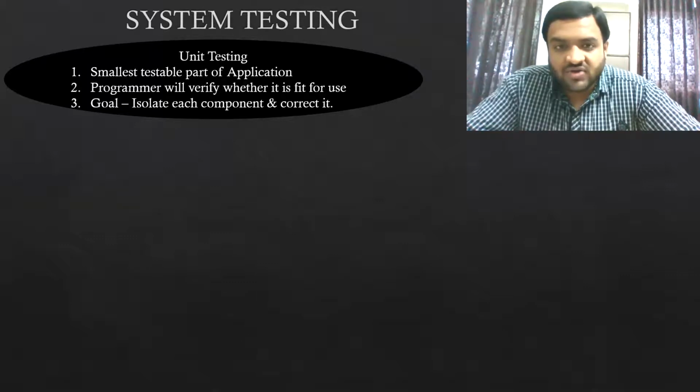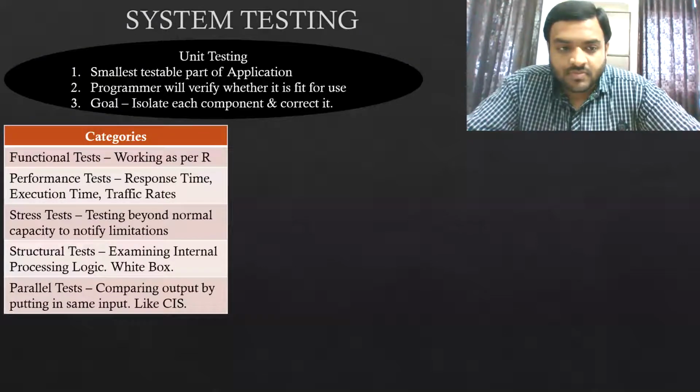So in the name itself, we can understand what unit testing is. Now, here we have categories of unit testing. We will isolate one component and we will do these tests: functional test, performance test, stress test, structural test, and parallel test. Now, the first one is the functional test. It is similar to operational evaluation. We will see whether the system is working as per requirement or not. That is the only thing you have to do in functional testing.